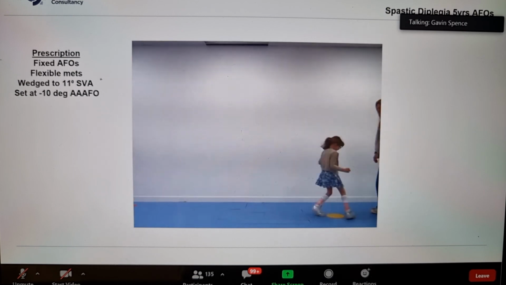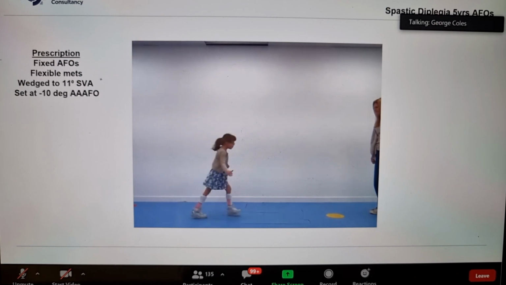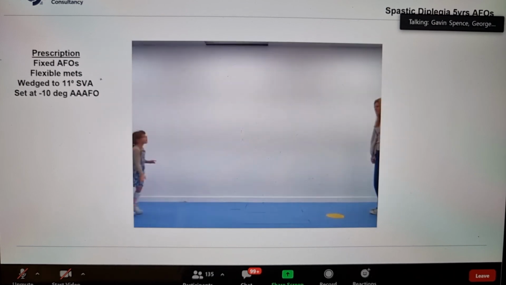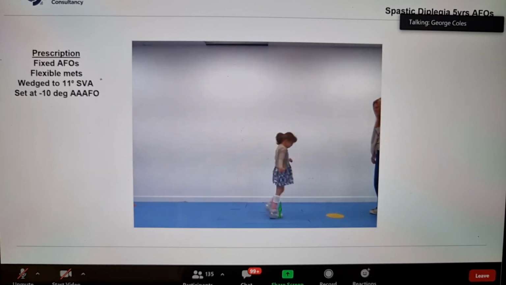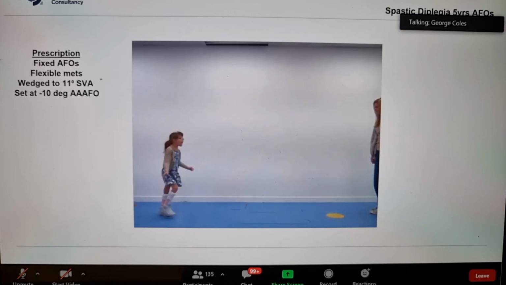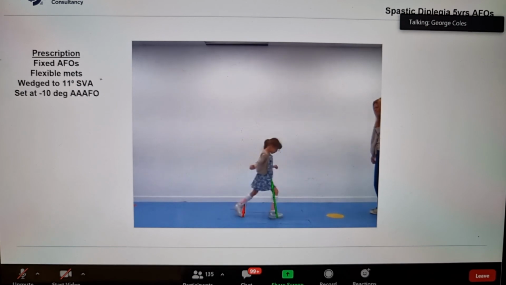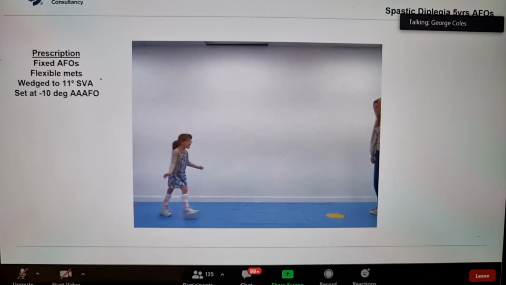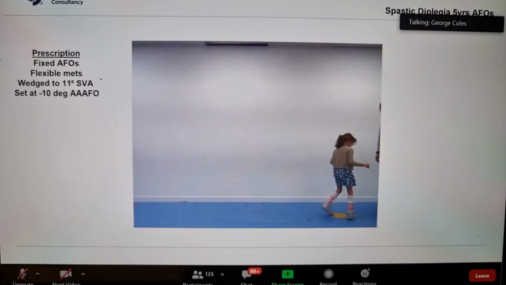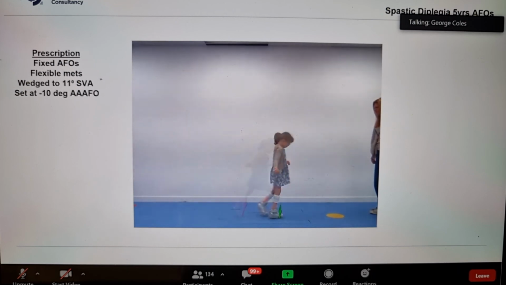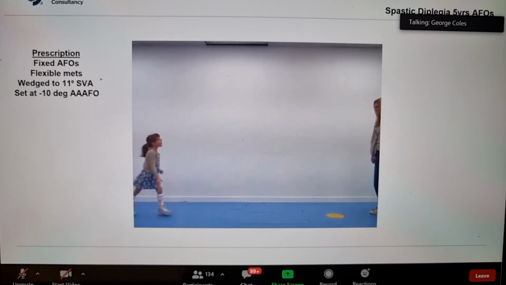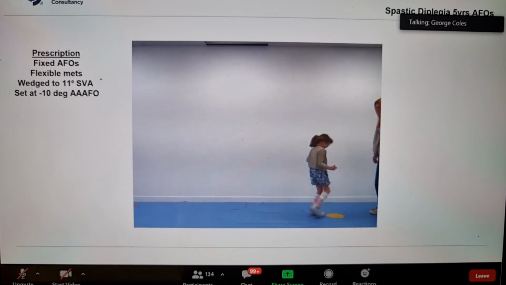So, sorry, George, -10 is the angle of the ankle. I should specify. You're very right. So these are now -10. She still had plenty of range, but because of the issues that we were having, what we've tended to do with these patients is overdo the angle to get better walking patterns, and then bring that back up as they improve.